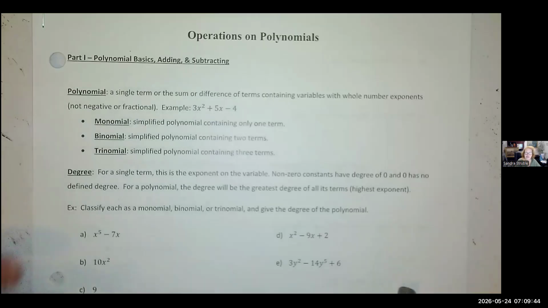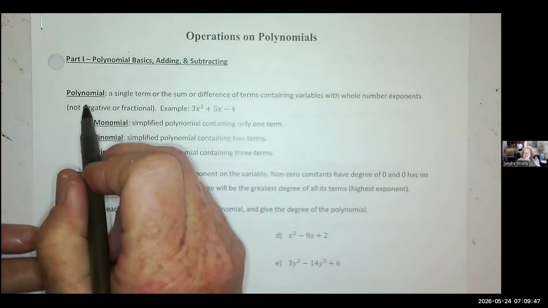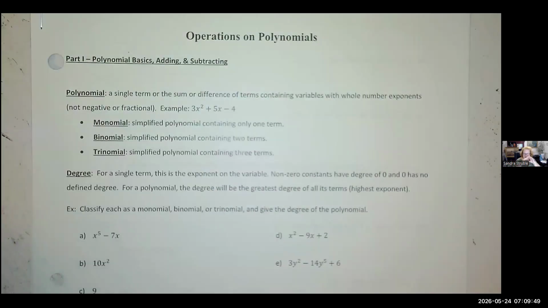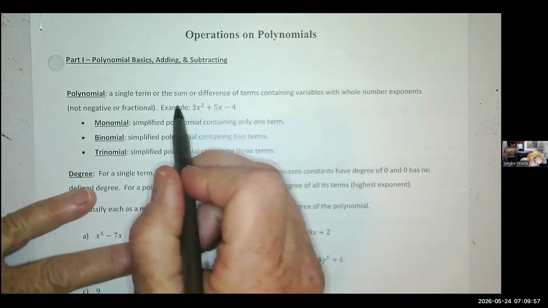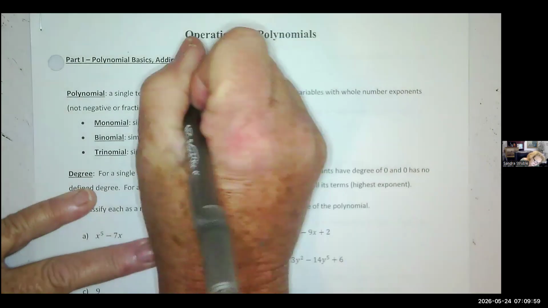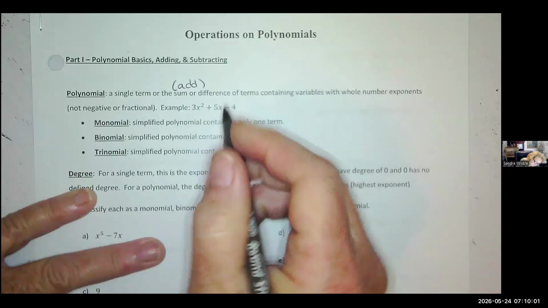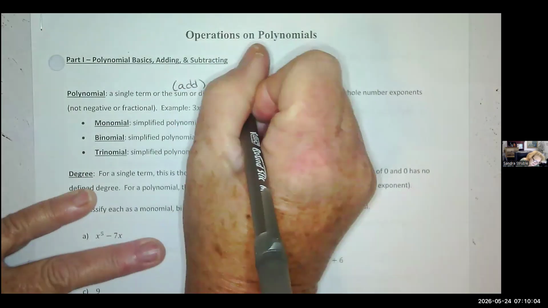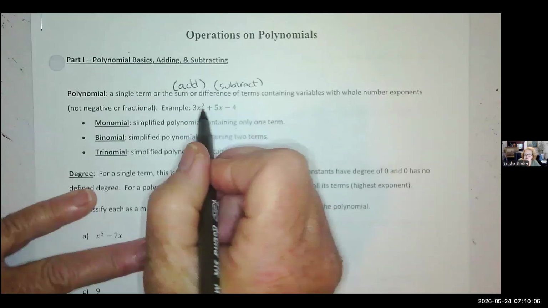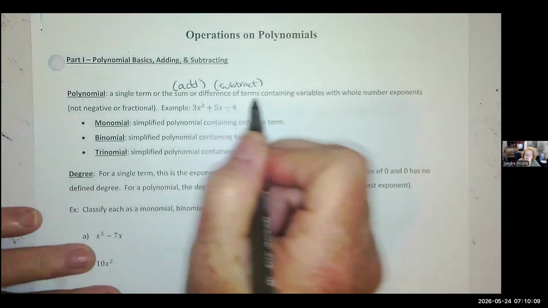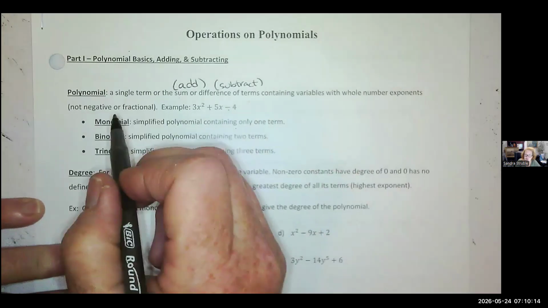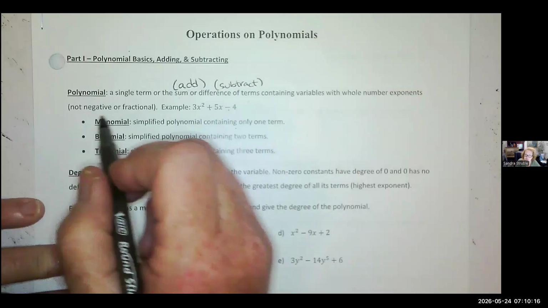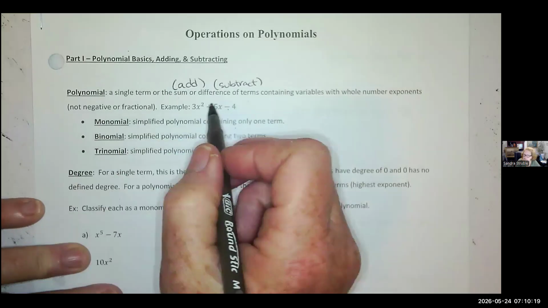A polynomial is just where you take a single term, so it can be just one term, or it can be a sum. Sum means add, or difference is subtract. And we discussed this before, where you're adding and subtracting terms containing variables with whole number exponents, but they're not negative or fractional. The exponents can't be negative, and the exponents cannot be fractions.